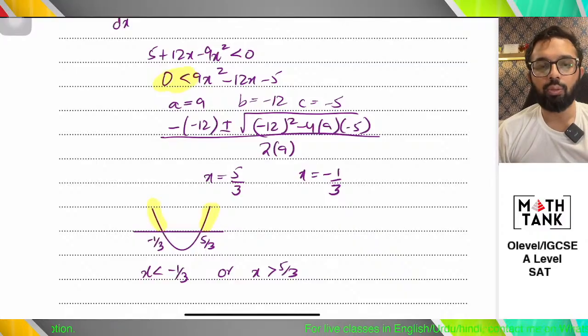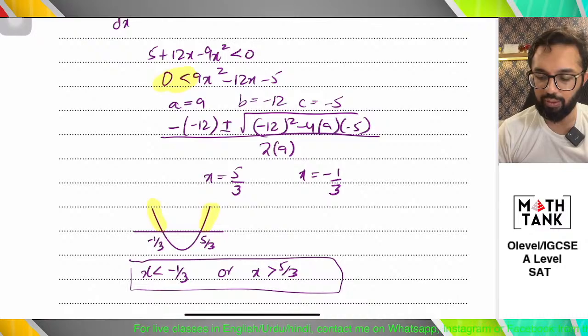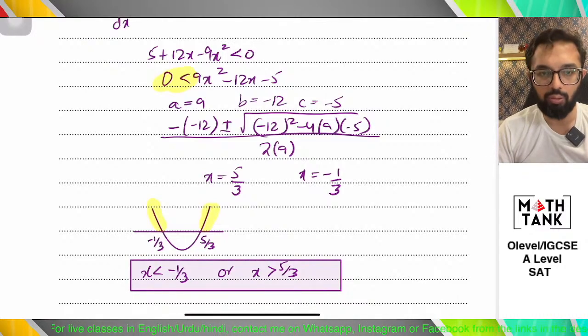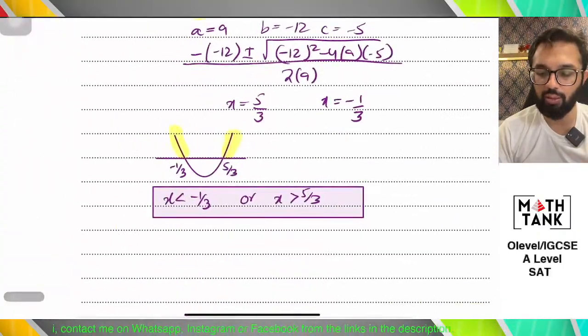Okay. Now you could have done this entire thing on a calculator. The calculator would have churned out this answer directly and that would have been perfectly fine too. You just have to make sure that you write this part.